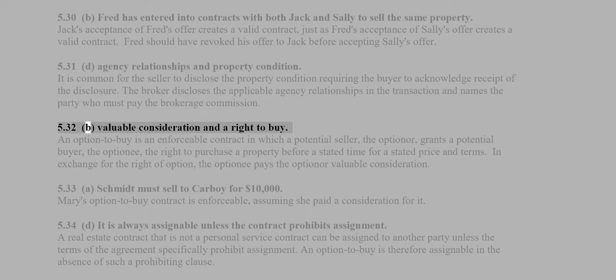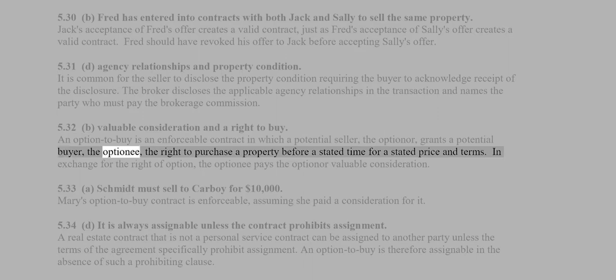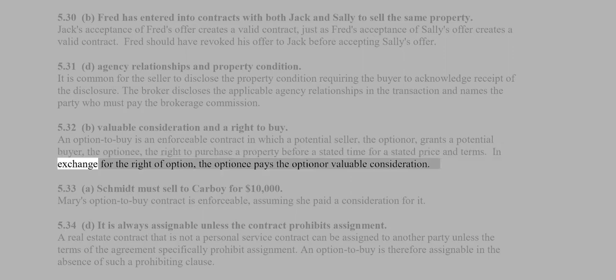5.32 B. Valuable consideration and a right to buy. An option to buy is an enforceable contract in which a potential seller, the optioner, grants a potential buyer, the optionee, the right to purchase a property before a stated time for a stated price and terms. In exchange for the right of option, the optionee pays the optioner valuable consideration.